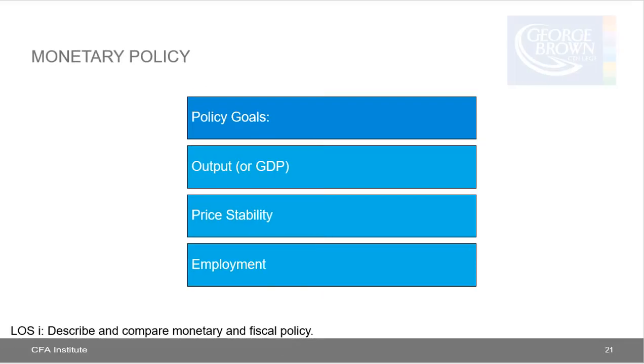Now we're moving on to Learning Outcome Statement I, which is describe and compare monetary and fiscal policy. Monetary policy refers to central bank activities that are directed towards influencing the money supply and credit in an economy. The ultimate goal is to influence macroeconomic targets such as output or GDP, price stability, and employment. Most central banks have a mandate of maintaining price stability, controlling inflation, while avoiding deflation, with indirect effects on other macroeconomic targets such as employment and output.